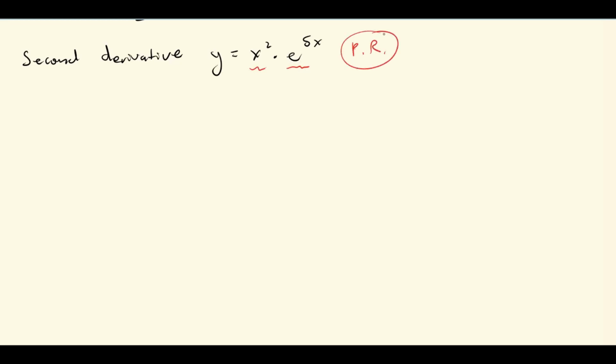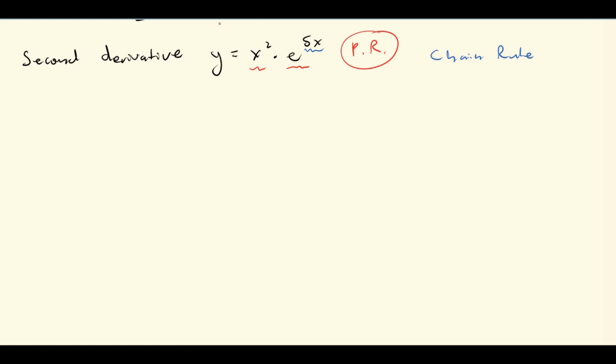Alright, let's look at one more, and this is going to be a challenging one. Here we're asked to find the second derivative of y is equal to x squared times e to the 5x. So when we look at this, we see that we have a function multiplied by a function, indicating that we're going to use the product rule. And we also see that we have e to the 5x, which is a function within a function. And this tells us that we're also going to be using the chain rule.